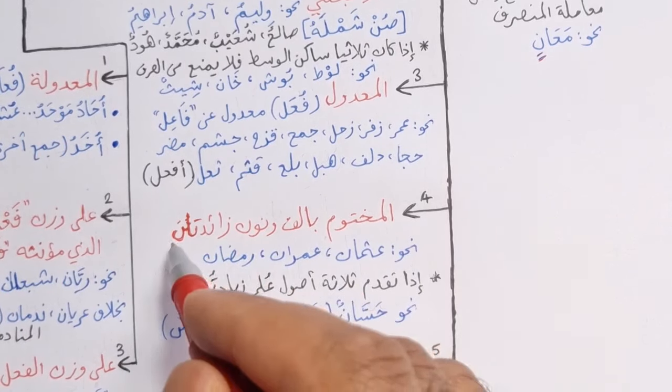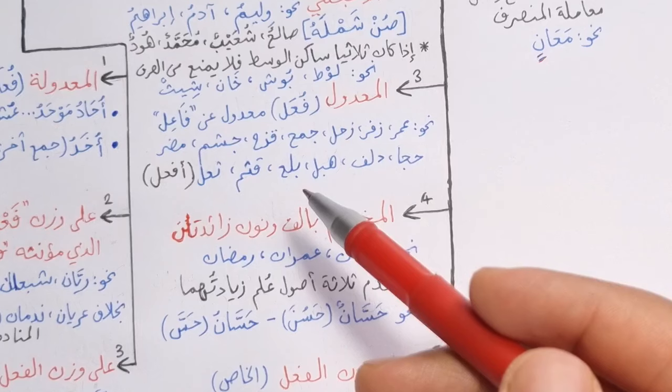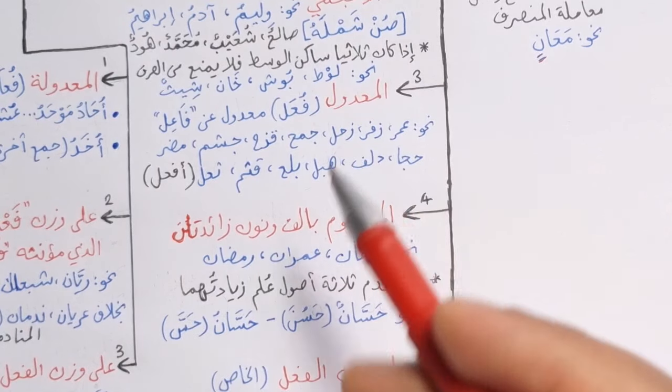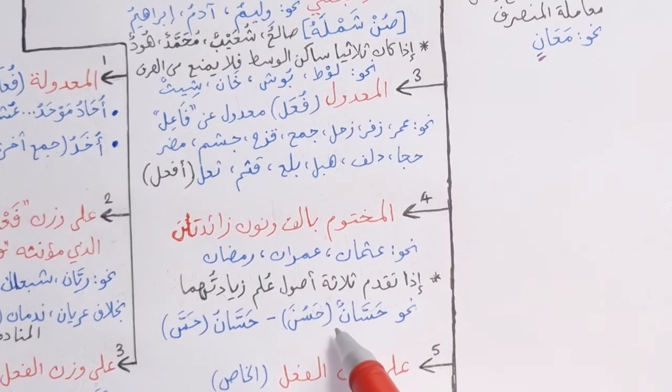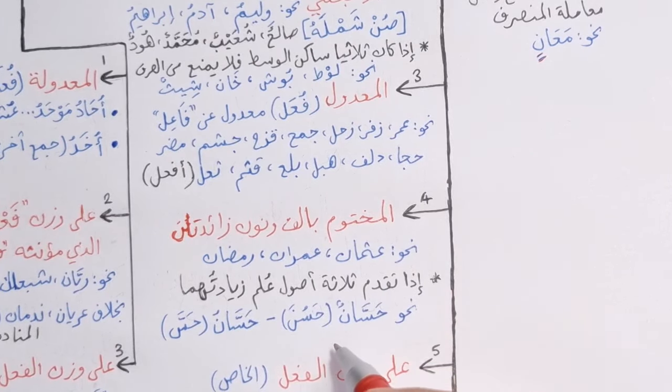So when we say za'ida, additional, what if the nun is not additional, for example? If the nun is not additional, it's not going to be mamnu' min as-sarf. Like for example, Hassanun. Hassanun is not mamnu' min as-sarf because it comes from hasuna. That nun is part of the original letter. So it comes from hasuna, to be good. So Hassanun is not mamnu' min as-sarf.